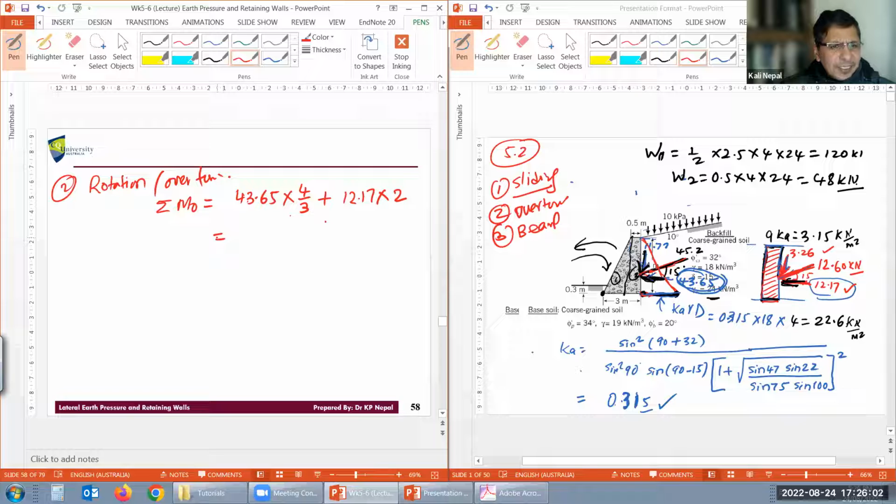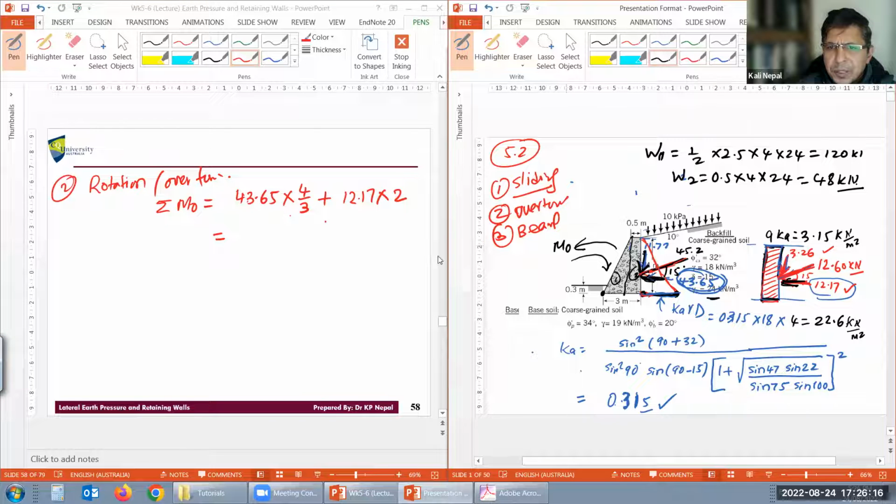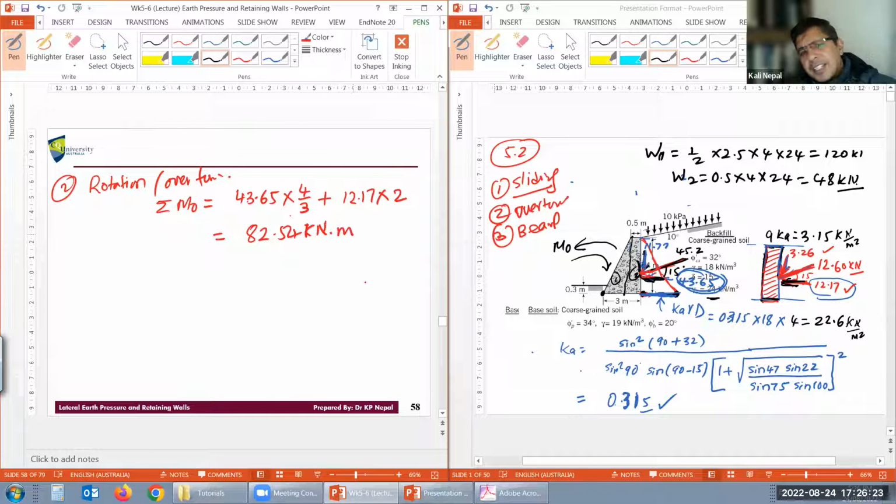How much is that overturning moment? I think there is no horizontal thing now, yeah? Only 2. All right. How much is the overturning moment? I'm calculating this, right? 82.54, 82.54 kilonewton meter, right? Because that's the moment.